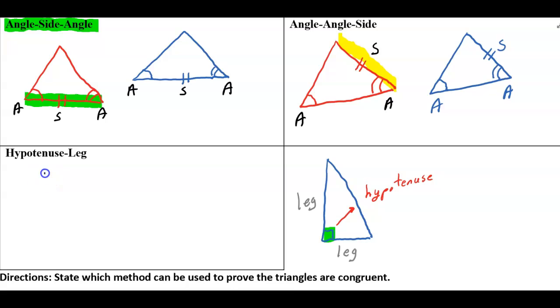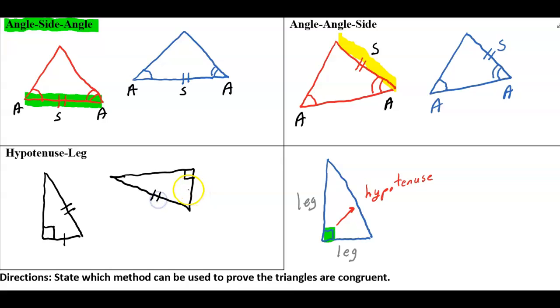So the typical picture that you might see for this one is a picture like this. You have the hypotenuse marked, and you have a leg marked. And then here I'm just going to rotate the triangle. I have the hypotenuse marked and the leg marked. So this is the picture for hypotenuse leg.